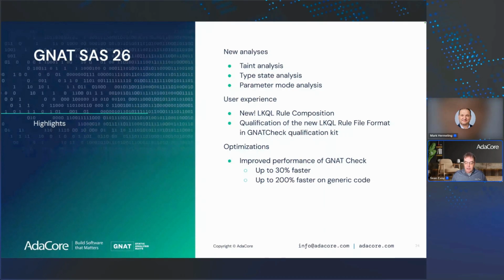And what's really exciting if you're a GNATcheck user is that it's 30% faster now on basic code. And with generics, it's up to 200% faster. So you should see some significant performance improvements when you're running analysis.